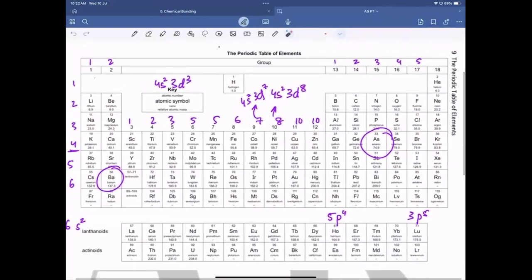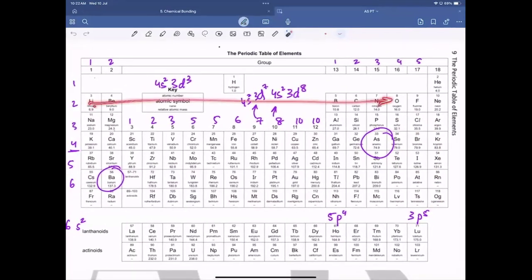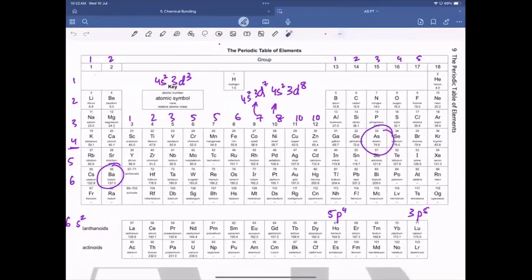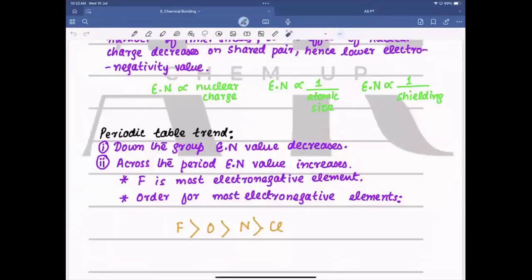Yes, sir. And if we move across the period, the shielding effect remains the same. The nuclear charge increases, the force of attraction gets stronger, the size decreases, and hence the electronegativity increases across the period. It's the same as ionization energy. Fluorine is the most electronegative element. You have to remember this, and you have to remember the order of the most electronegative elements. You can recall it by Frenkel: fluorine, the most one, then oxygen, then nitrogen, then chlorine.